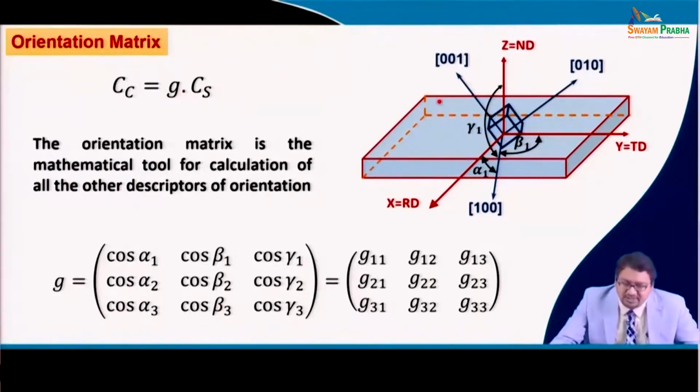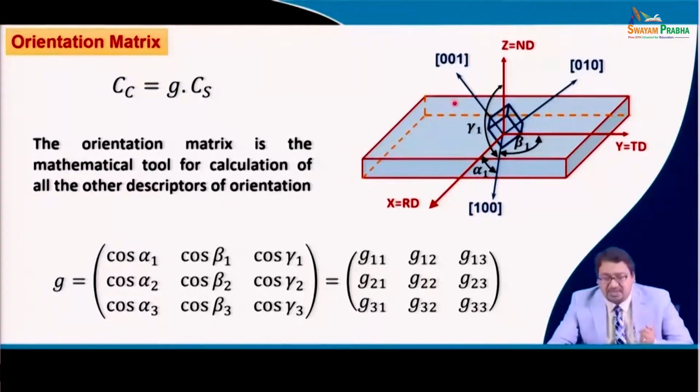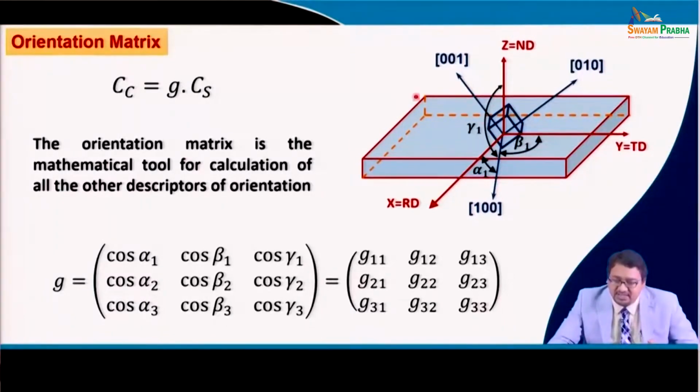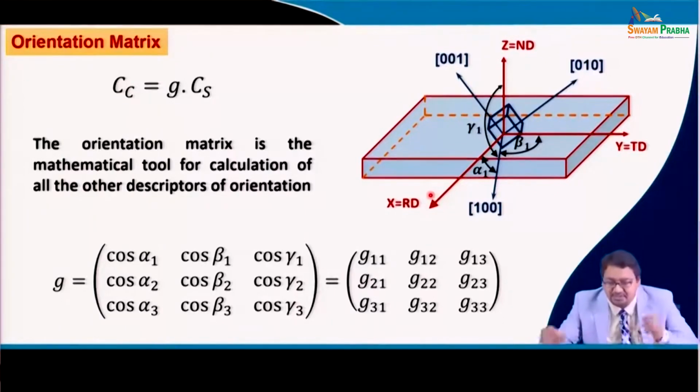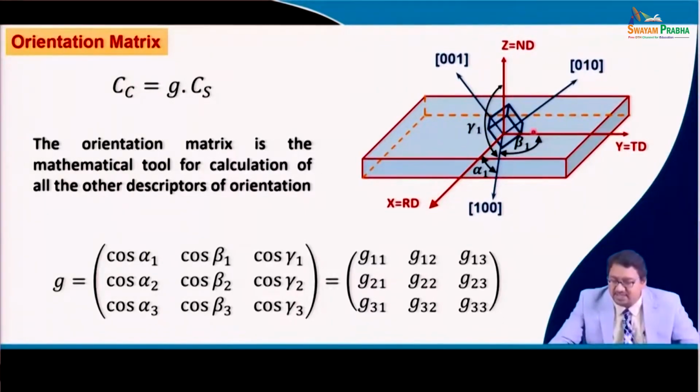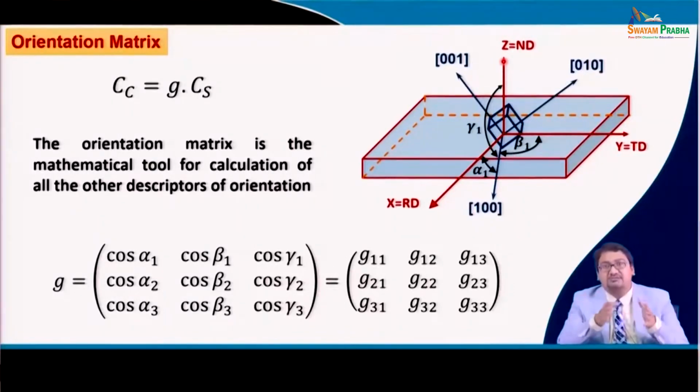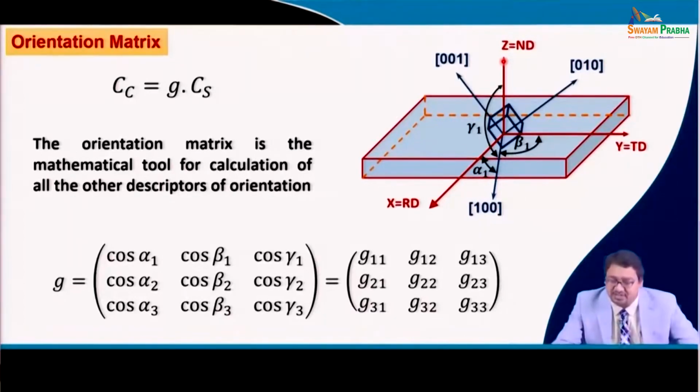So, if we look into a schematic like this, to find out the orientation matrix, let us say that there is a specimen which has a rolling direction coming out of the screen, and then on the right side it is T D and vertically it is N D. So, x, y and z, the important sample reference directions R D, T D and N D, are at 90 degrees to each other like this.